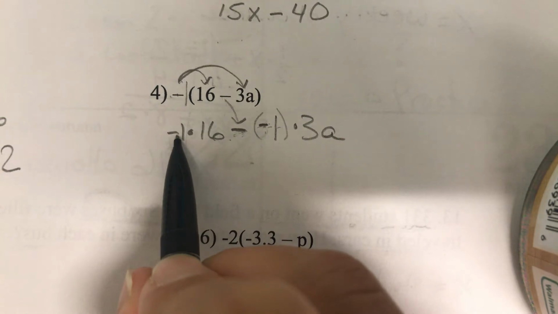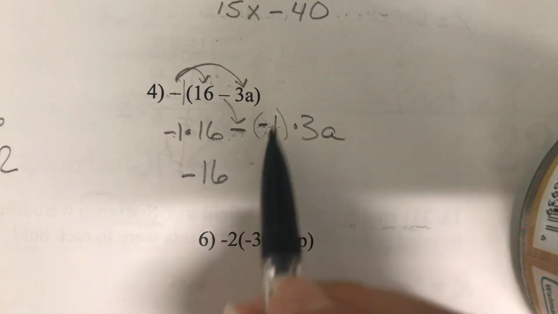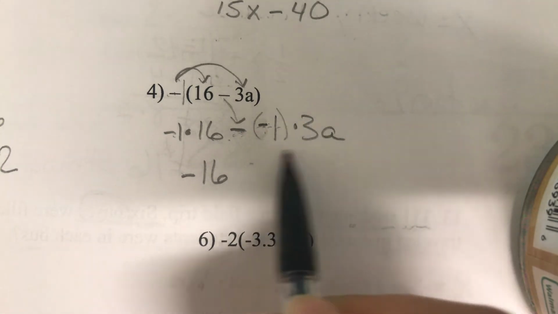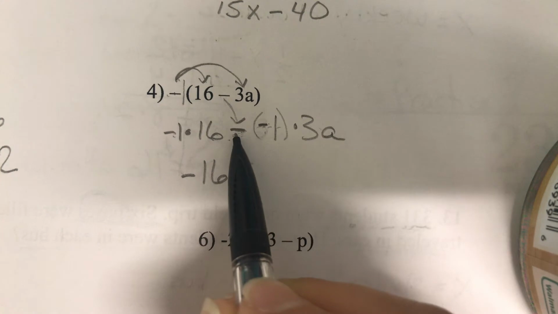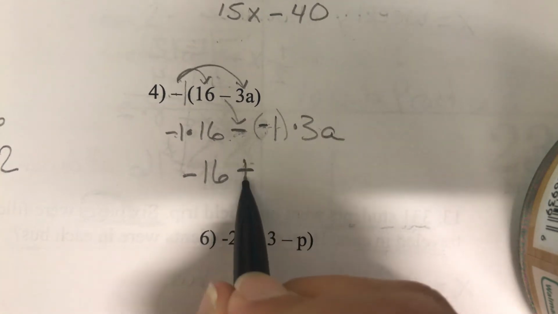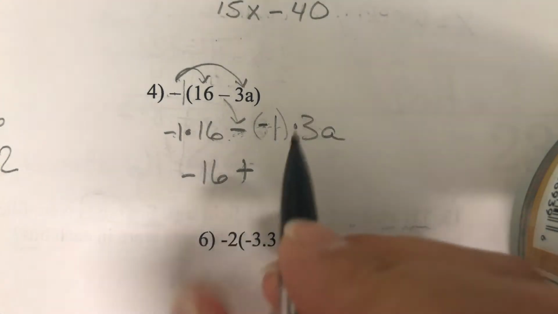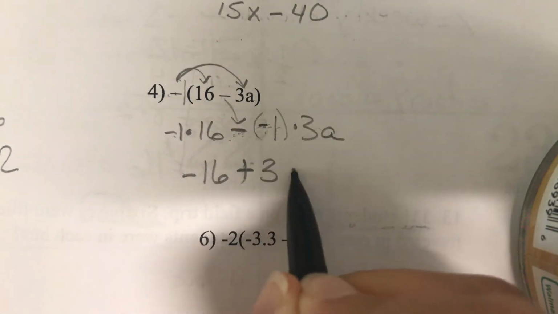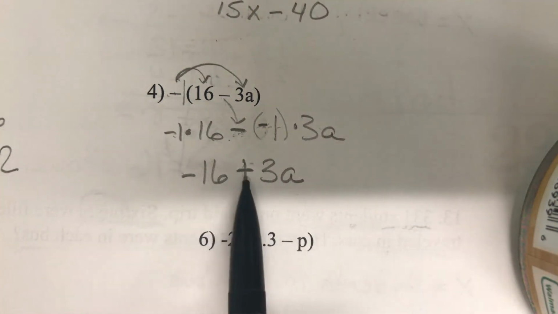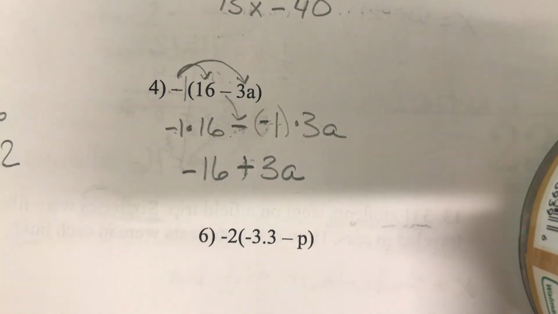Here we've got -1 times 16, so -16. Then we multiply to get a -3a. If we subtract a -3a, this becomes a positive. Or you could think of it as a negative times a negative. So we end up with positive 3a. Okay, if this confuses you, be sure to ask some questions tomorrow in class. We'll look at more of those.